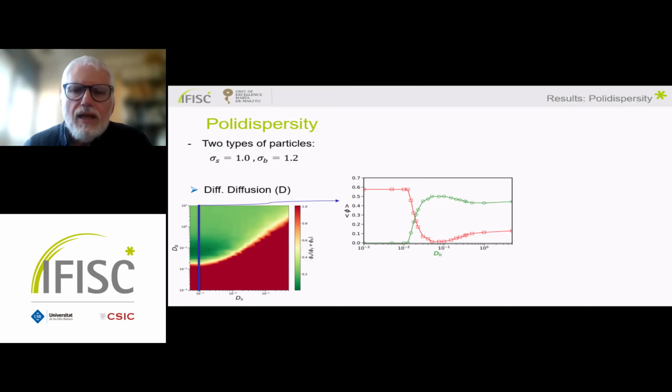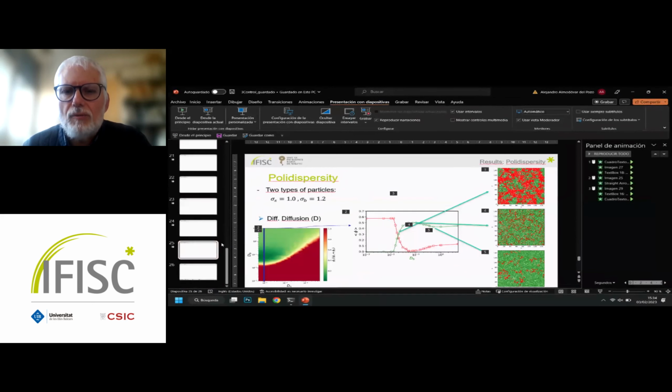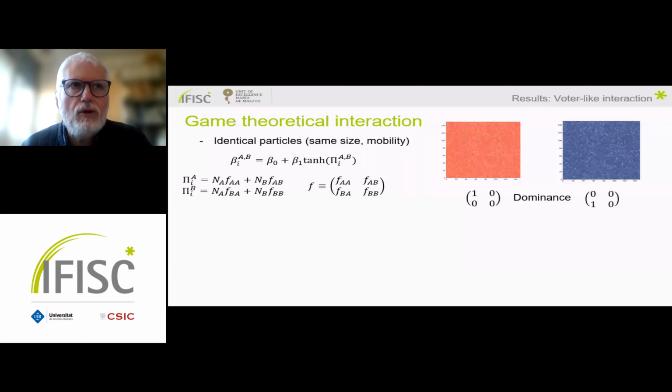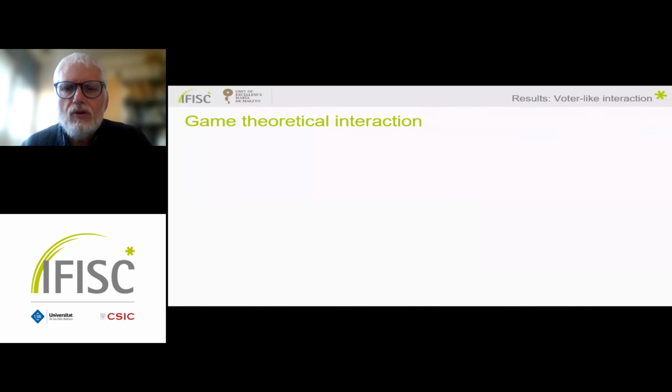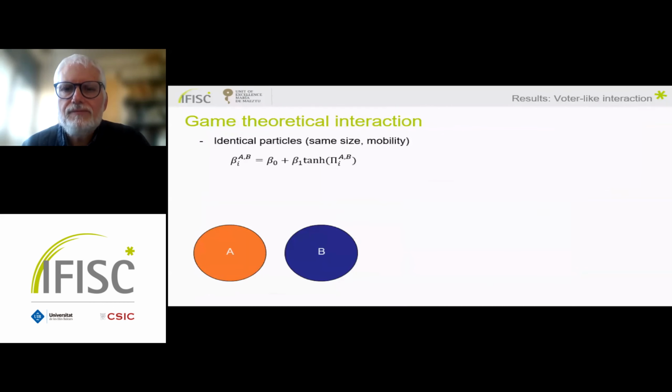I have two questions. One, why in the last part do you call this game theoretical interaction? There is no strategy, there is no change of strategy. I see some interaction that depends on the neighbors. Perhaps there is some relationship of your equation with the replicator equation, or why do you call this game theoretical interaction in the last case?